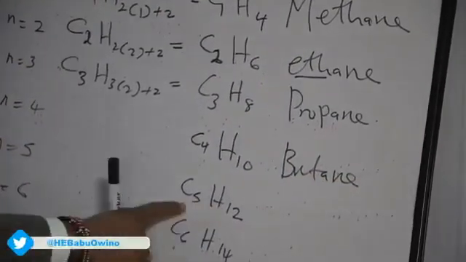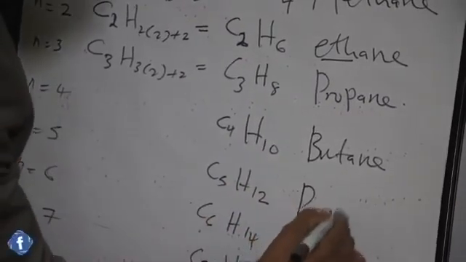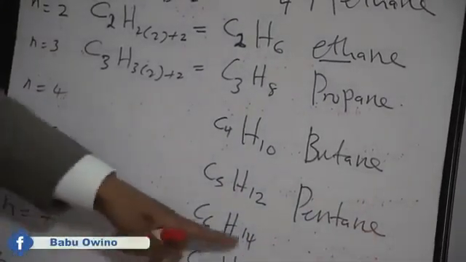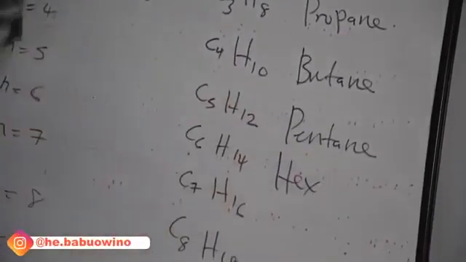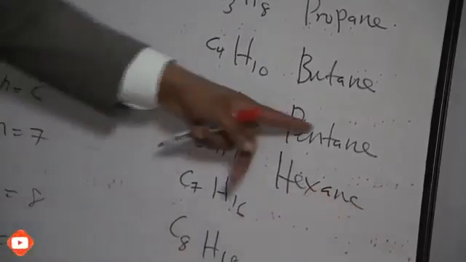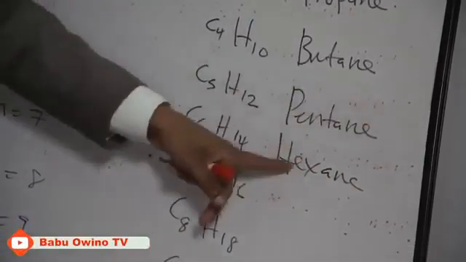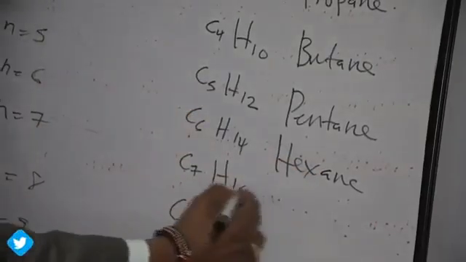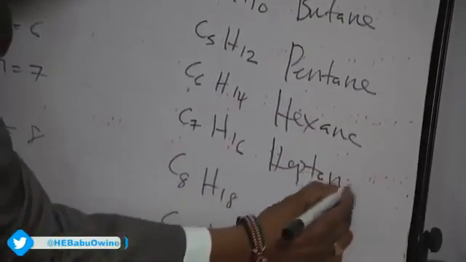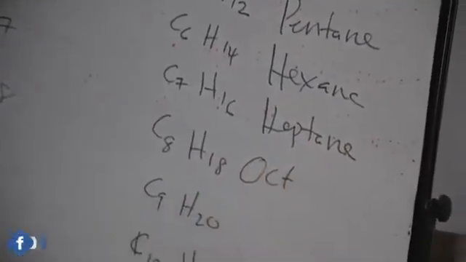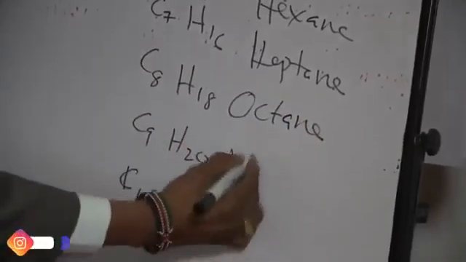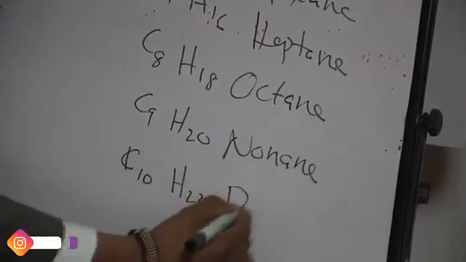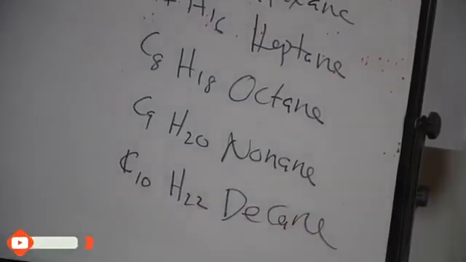When n is 5, C5H12 is pentane. C6H14 is hexane, from the word hexagon. Pentane, from the word pentagon. Pentagon is a 5-sided figure. Pentane, pentagon. Hexane, hexagon, 6. 7 is heptane. 8 is octane, octagon, octogenarian, octane. 9 is nonane, and 10 is decane. Are we together, class? Thank you.